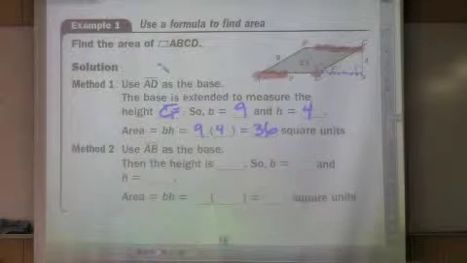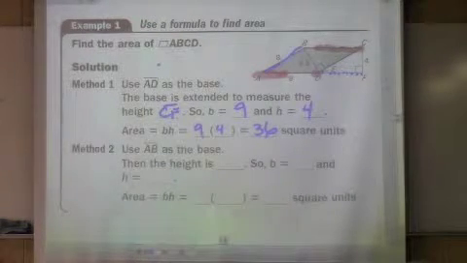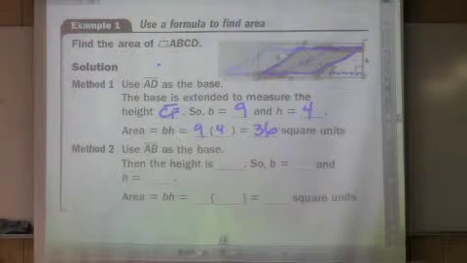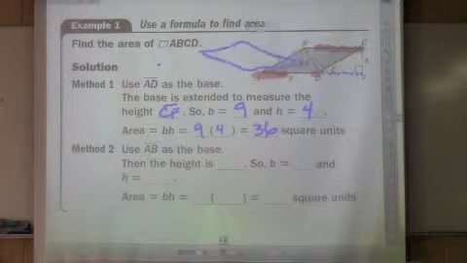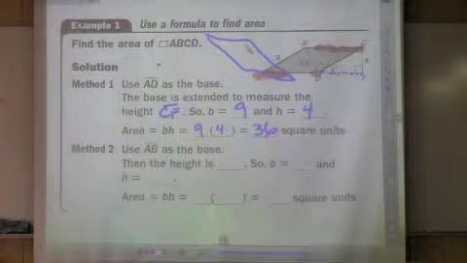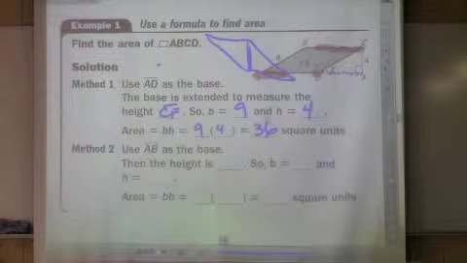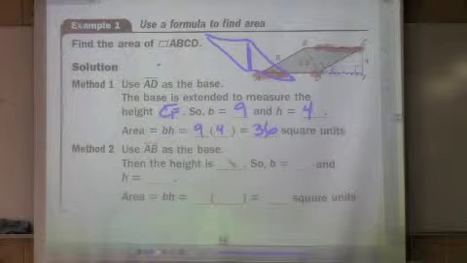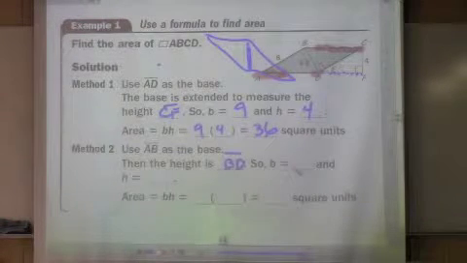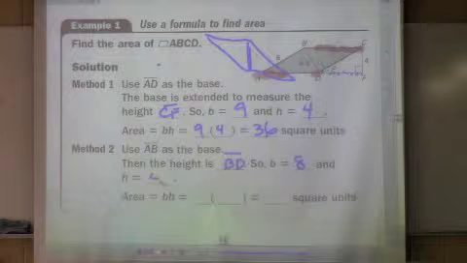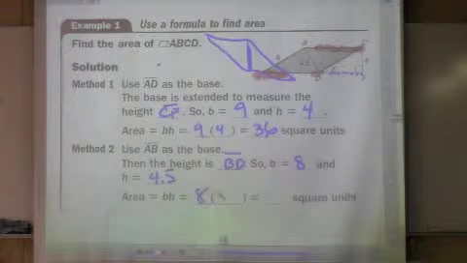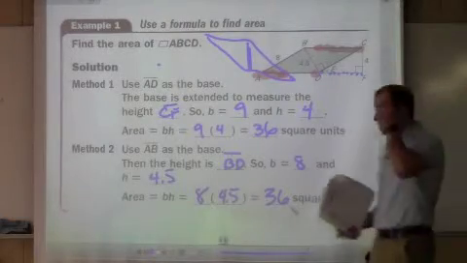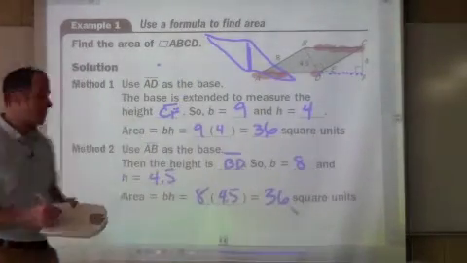But again, if I took that figure and I turned it, they gave us that distance right there. It's 4.5. So if we chose the height as BD, we'd have the base of 8, and the height was 4.5, and if you take base times height, 8 times 4.5, look at that, you get the same exact thing. So it truly doesn't matter which one you call the base. As long as you use the corresponding height, you're good to go.